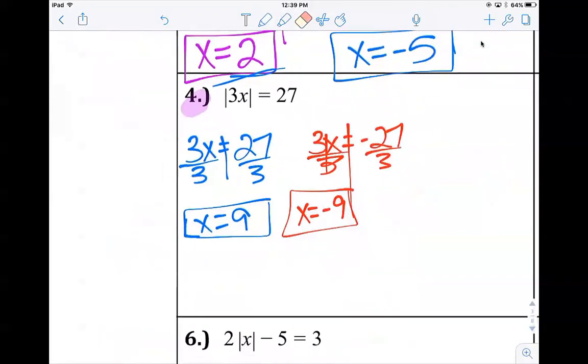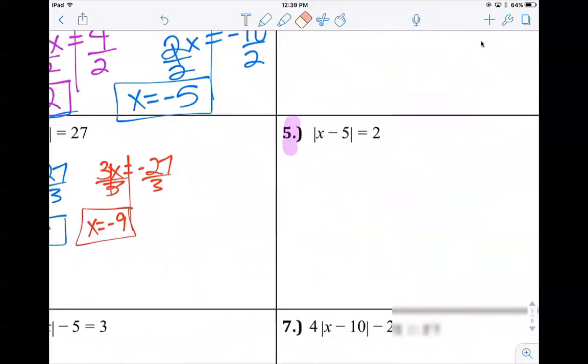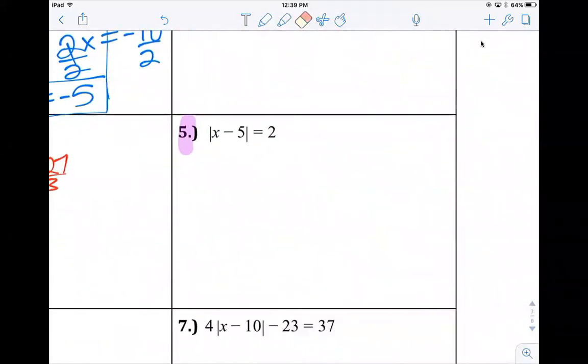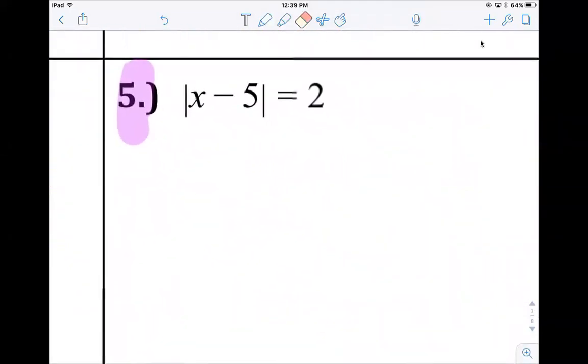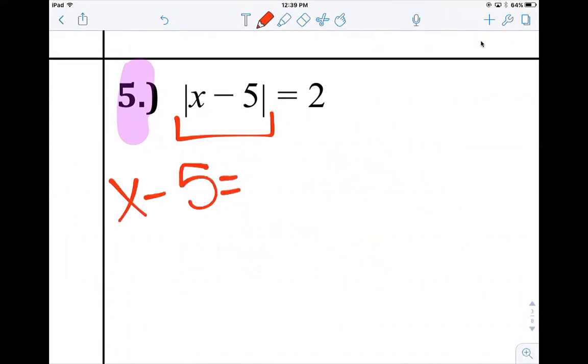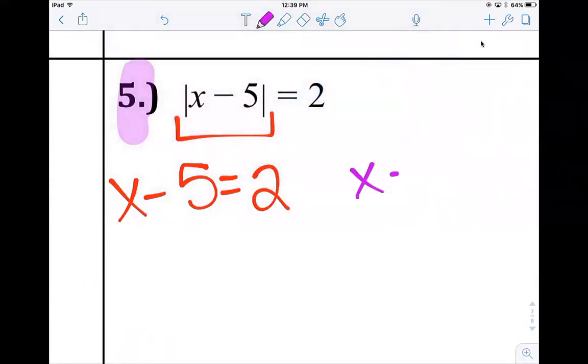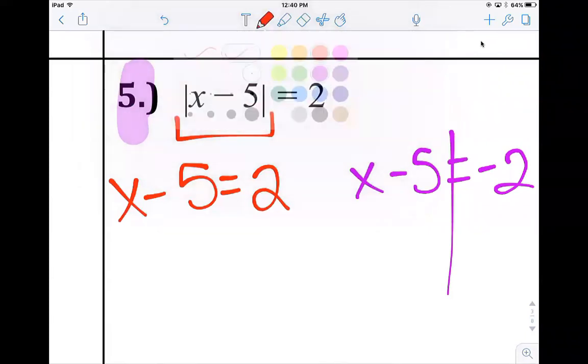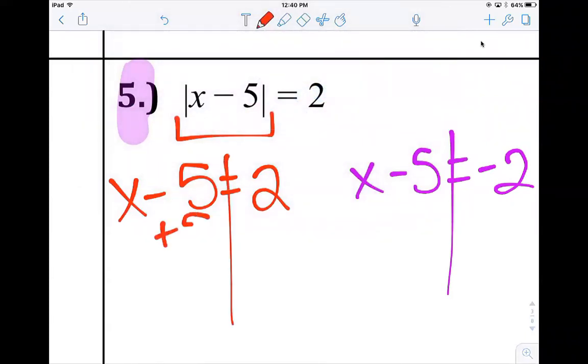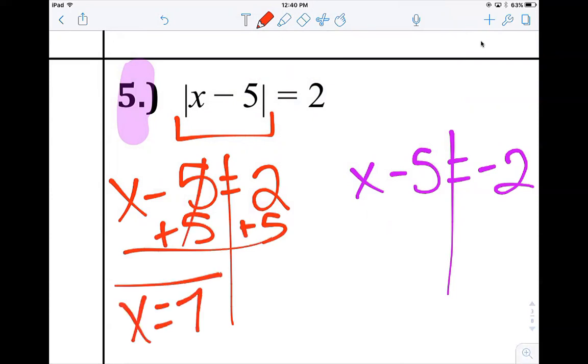Okay, so let's take a look at problem 5. And again, same steps. We want to make sure that this part is isolated, the absolute value. Since it is, we'll get started by saying x minus 5 equals 2. And then we'll switch and do x minus 5 equals -2. So we're going to solve for both. So this is good practice of solving equations. We're going to add 5 to both sides to get x equals 7.